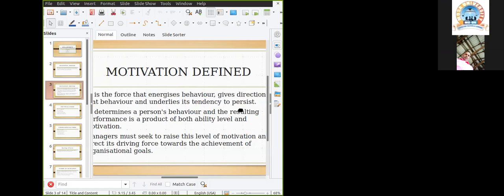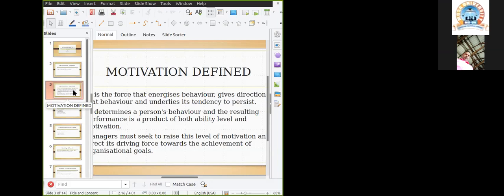Motivation determines a person's behavior, and the resulting performance is a product of both ability level and motivation. So managers must seek to raise its level of motivation and direct its driving force towards the achievement of organizational goals. So motivation is simple. In short, as an organization, you need to be able to identify two types of needs. That is the individual needs and the organizational needs.